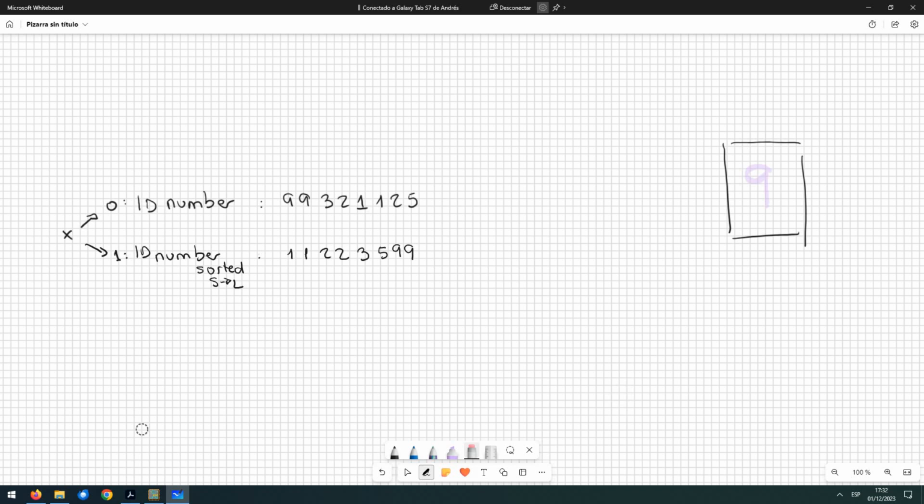This is what you have to do in the practice. But we have a slight modification with respect to the mod 8 circuit that we saw in class. Now we are going to have an input, and this input is going to be used to alternate between two different sequences. If the input is 0, we are going to have our ID number. But if the input is 1, we are going to have our ID number, but with the digit order from the smallest to the largest. So, according to the value of the input, we are going to have this sequence in the 7-segment display, or this sequence.